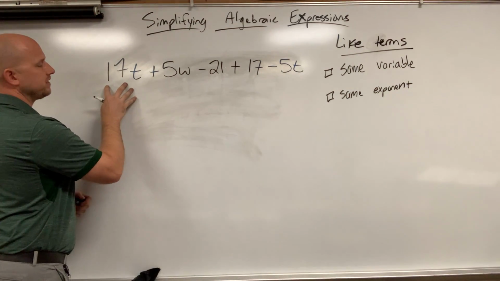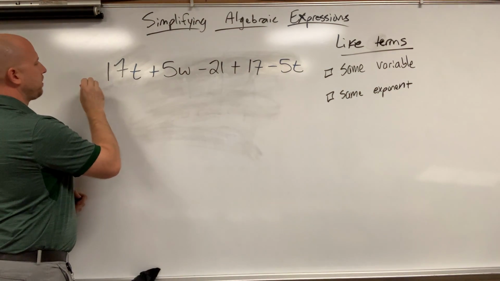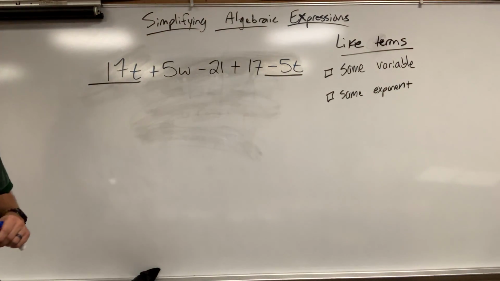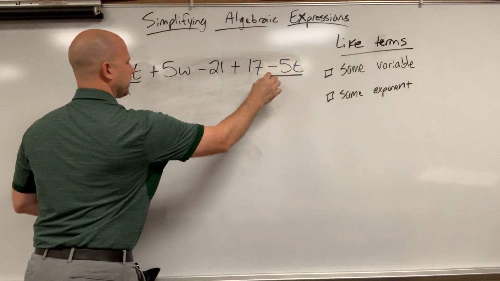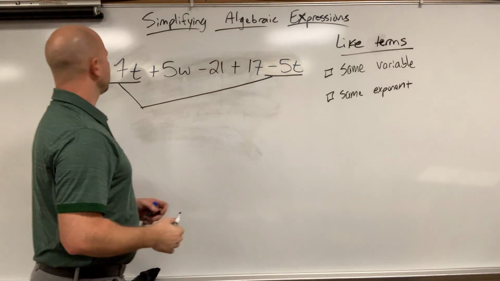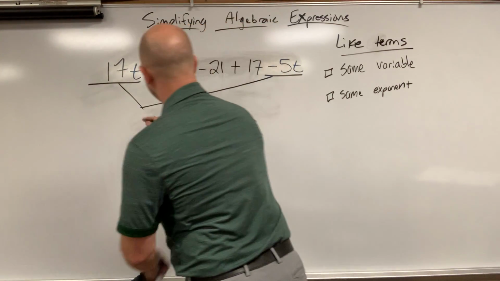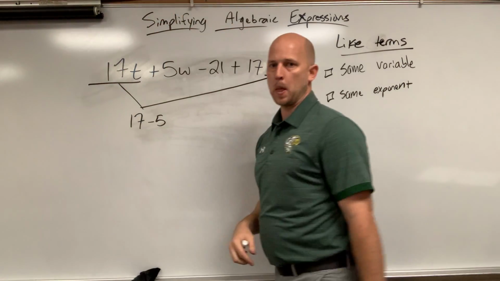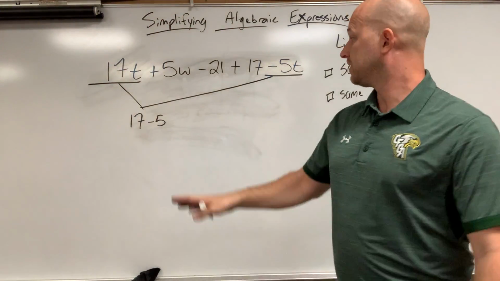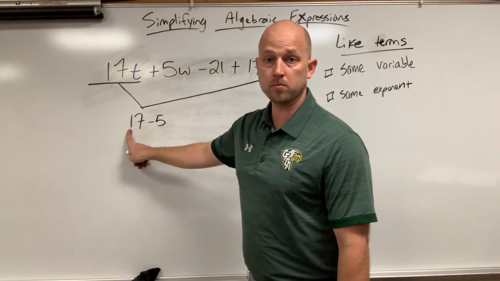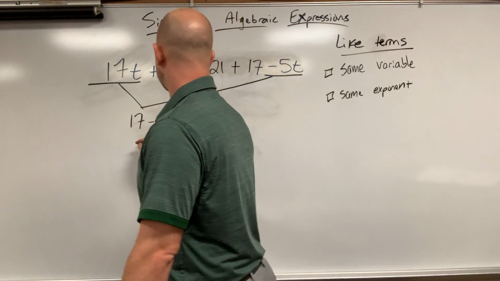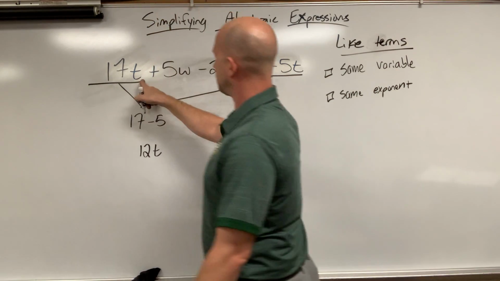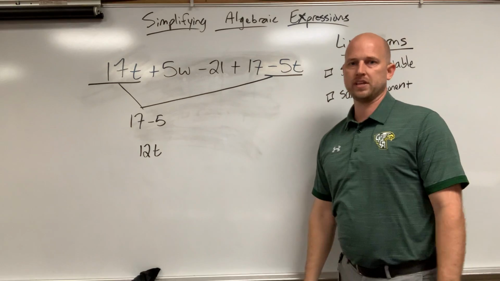So, we have a positive 17t and a negative 5t. So we're going to put those together, okay? So 17, and if we have to, you can do this: 17 minus 5. Different sign, subtract, take the sign from the larger number, which is positive. So this gives us 12, and don't forget your t, okay? So 12t is what we get there.